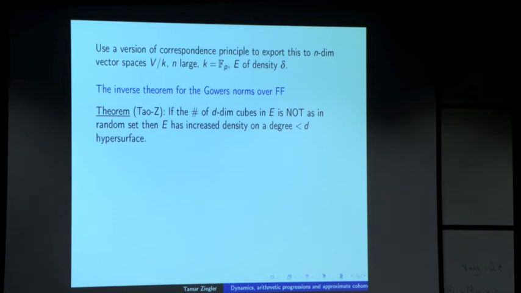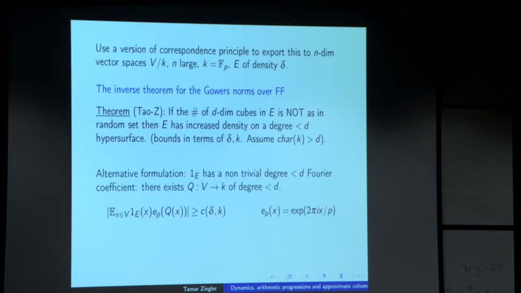So if I have a bias in the count, if I have this non-random behavior in the count of d-dimensional cubes, so counting, okay, never mind. In counting t-dimensional cubes, then E has increased density on a degree smaller than d hypersurface. So you can use that to kind of pick out this nonlinear behavior in the set E. And of course, all the bounds depend on delta and k.